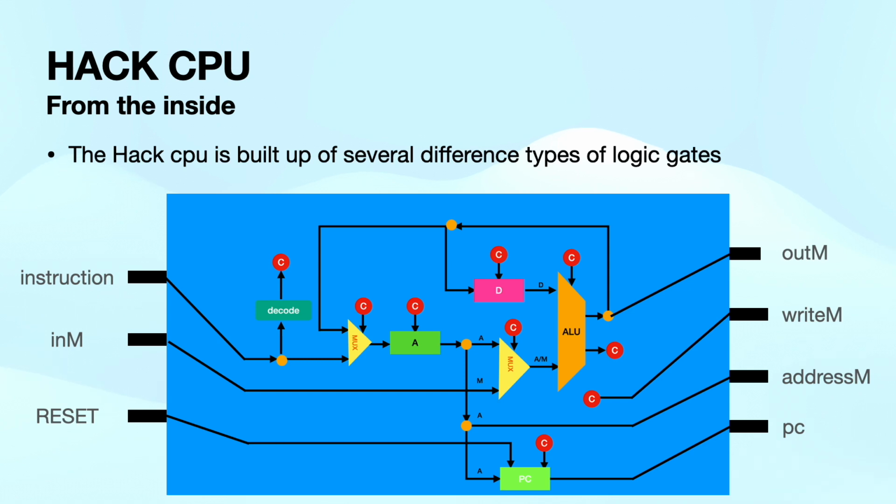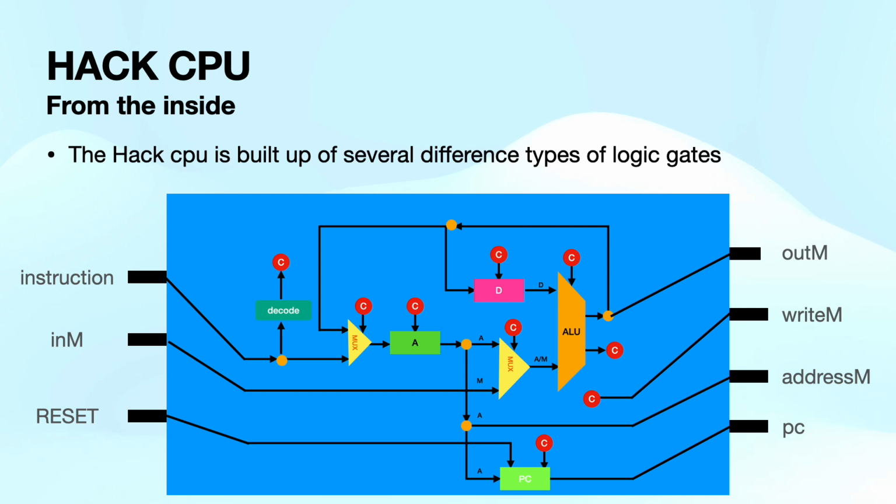Now let's talk about the A register. The A register is a storage unit that holds a data value. It can receive inputs from the instruction input or the ALU output. The D register is similar to the A register in that it holds a value, and it receives input from the ALU output.